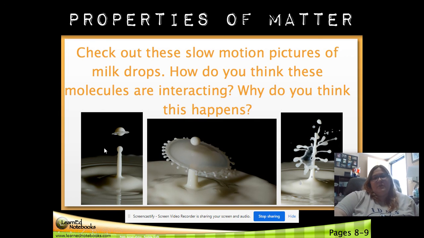So these are just some cool pictures. You can see these milk interactions. So why do you think this happens? Like notice, this to me looks like Saturn. You get like a little spaceship. Like they're all different. Why do we think that's happening?